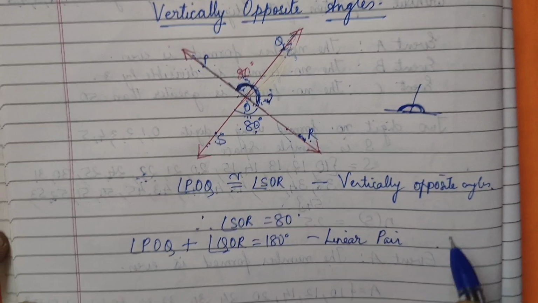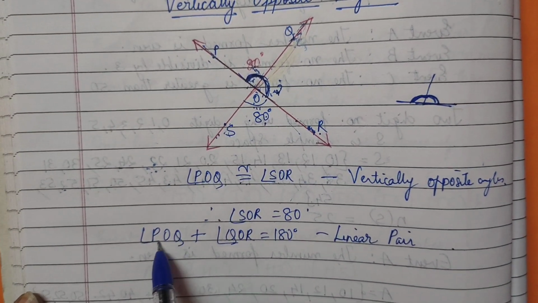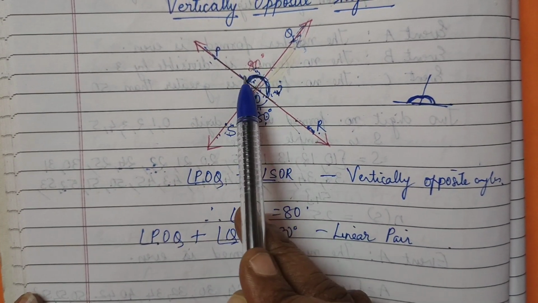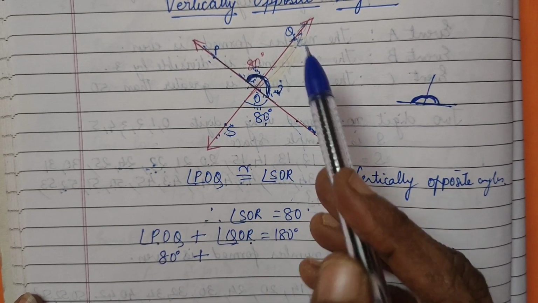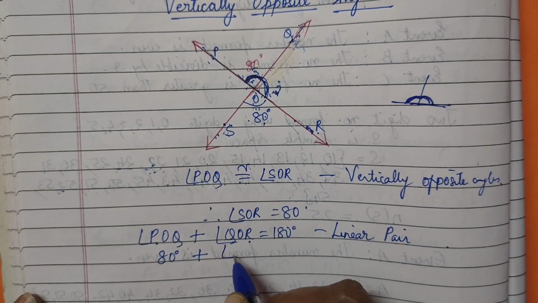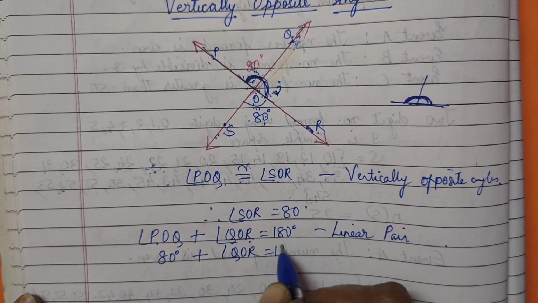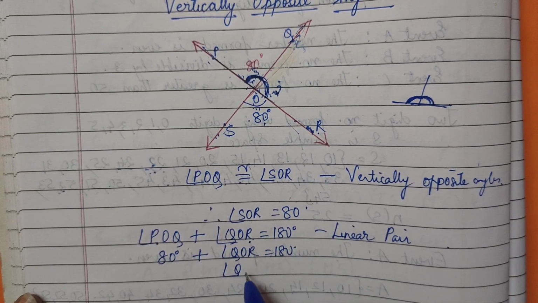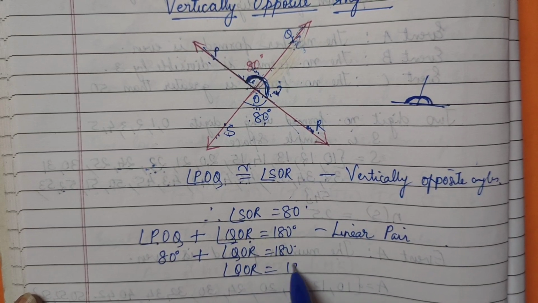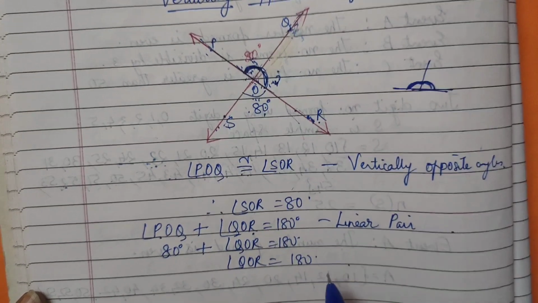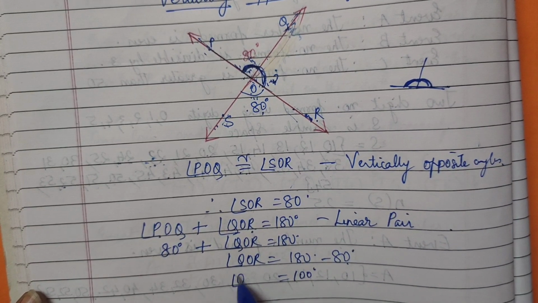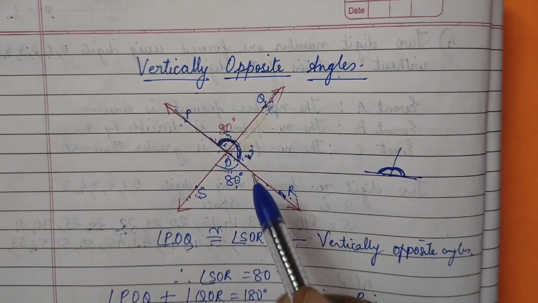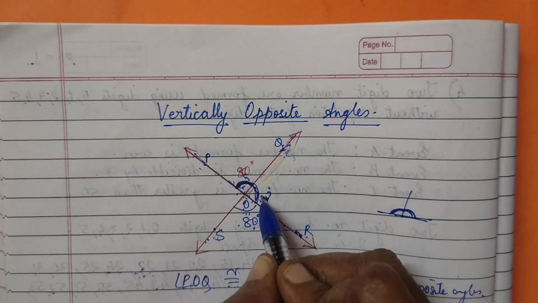Pair of linear angles. Now here, POQ we have been given as 80 degrees. So we write 80 degrees plus QOR, which we don't know and have to find out, equals 180 degrees. Now QOR equals 180 degrees minus 80 degrees, so that is 100 degrees. So QOR we got as 100 degrees.